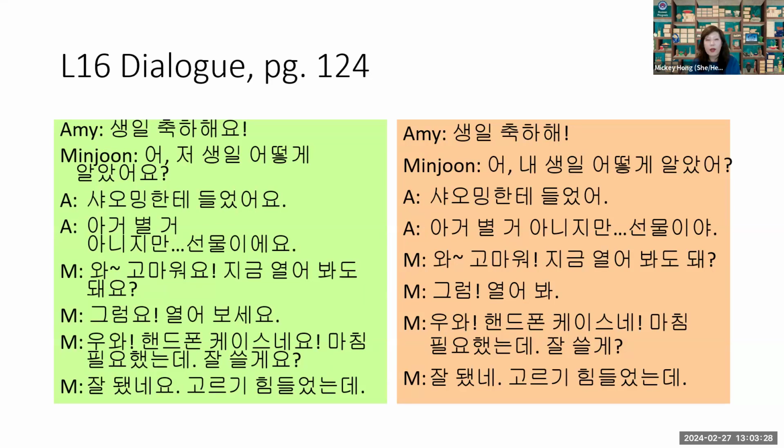This was taken from a dialogue between colleagues. Imagine if they were very close friends since childhood. 생일 축하해. 내 생일 어떻게 알았어? Well, if they were close friends, they would know each other's birthday, but 샤오밍한테 들었어. Or if they were classmates, maybe in college, very close. 이거 별거 아니지만 선물이야. 와, 고마워. 지금 열어봐도 돼? 그럼 열어봐. 와, 핸드폰 케이스네. 마침 필요했는데. 잘 쓸게. 잘 됐네. 고르기 힘들었는데. So no more yo's.